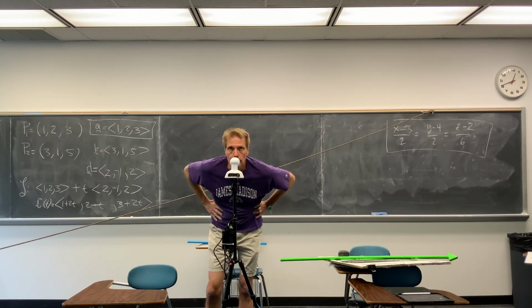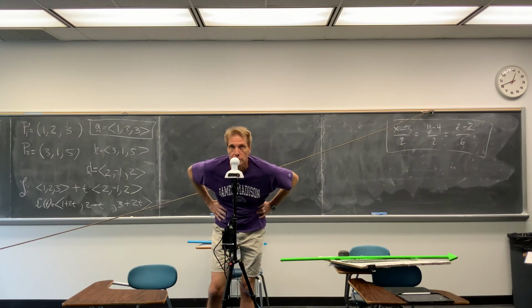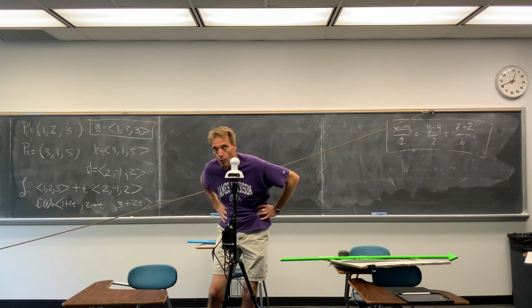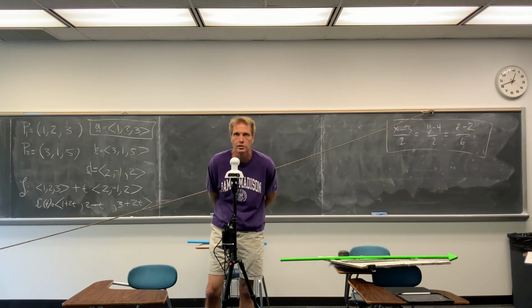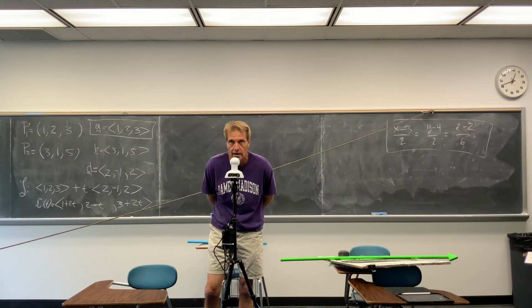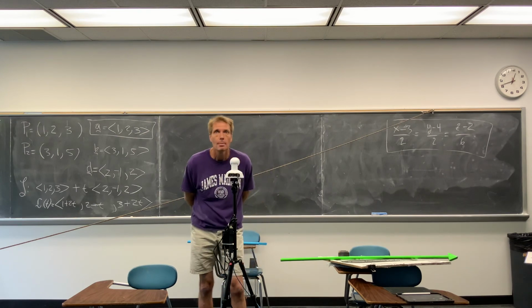Would it be nice to be able to go between the two forms easily? Would it be nice to go from the symmetric form to the vector form, or the vector form to the symmetric form? How many people would like an easy way to do this? Raise your hands.